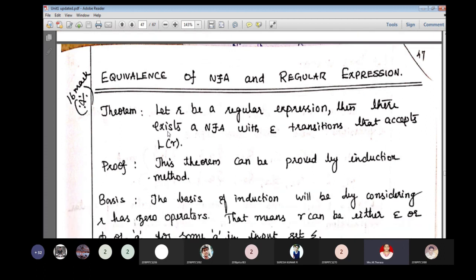What is the meaning of equivalence of finite automata and regular expressions? Here you have the equivalence of non-deterministic finite automata and regular expressions. The theorem is stated clearly: let r be a regular expression, then there exists a non-deterministic finite automaton with epsilon transitions that accepts L(r). So what is the meaning? If you have a regular expression, it can be represented as a non-deterministic finite automaton with epsilon transitions. That is the meaning of this theorem.